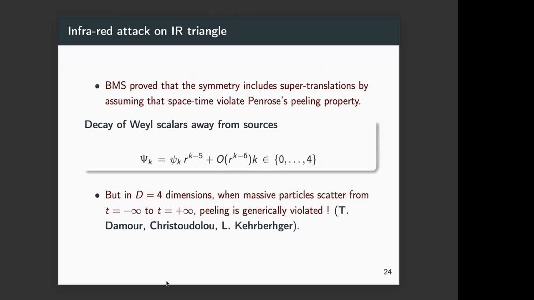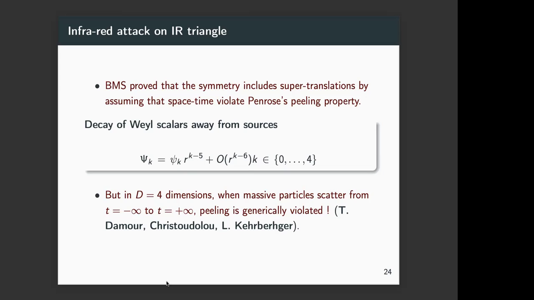And it turns out that the fact that the same universal structure of the log is encouraging us to look at some symmetry actually comes and hits us right in the face. So as we discussed, BMS proved the symmetries, this infinite enhancement of Poincare symmetry by supertranslations, assuming that the spacetime satisfies Penrose's peeling property. Sorry, I wrote it wrong. Spacetime satisfies Penrose's peeling property, not violates Penrose's peeling property.